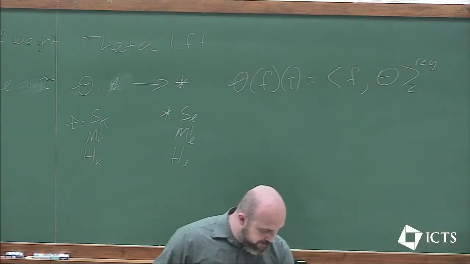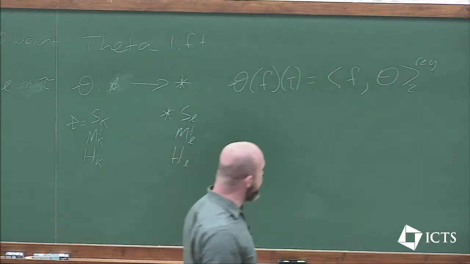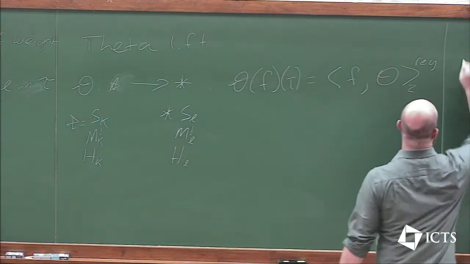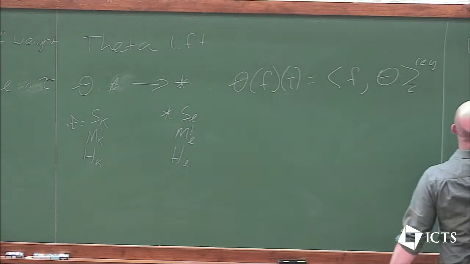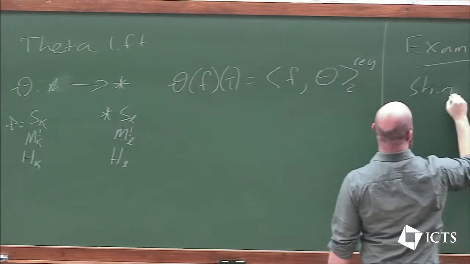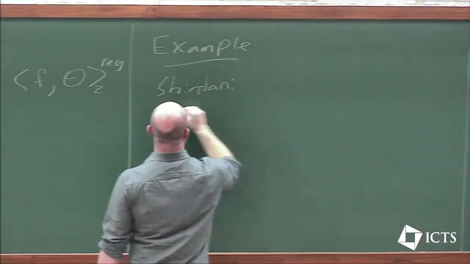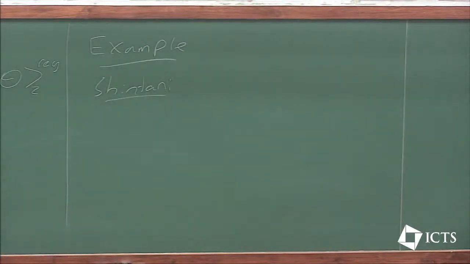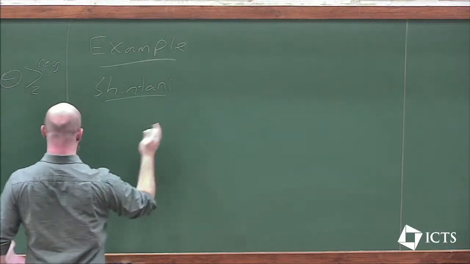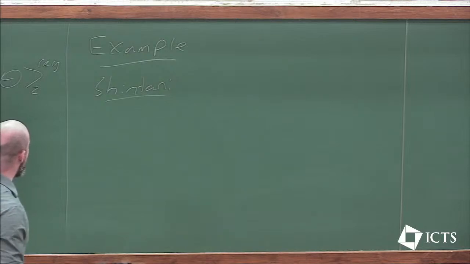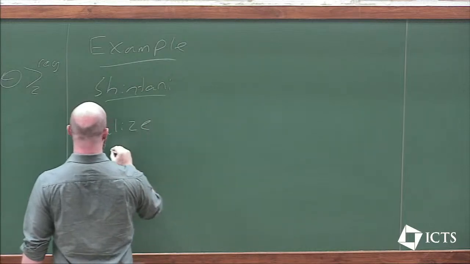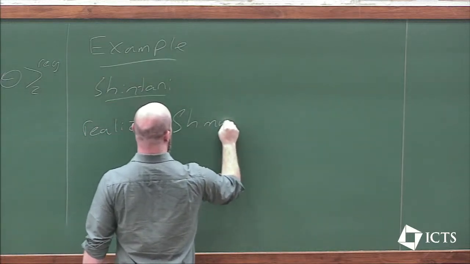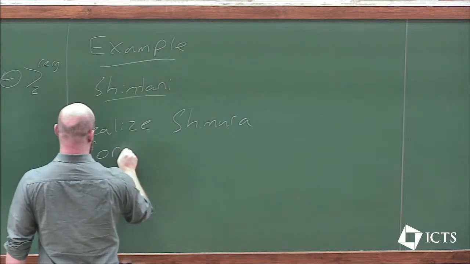Let me go into maybe our first example here. This first example that I'm going to talk about is called the Shintani lift. Now, Shintani constructed this. The point of this, or one of the really big points of this, I believe this is what Shintani was aiming for, was to realize the Shimura correspondence analytically.